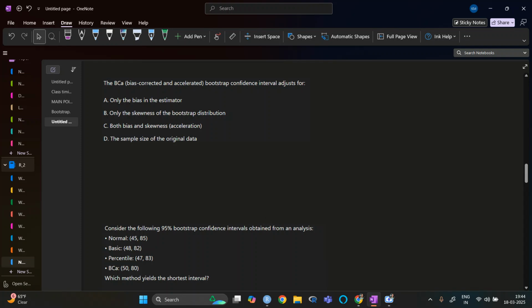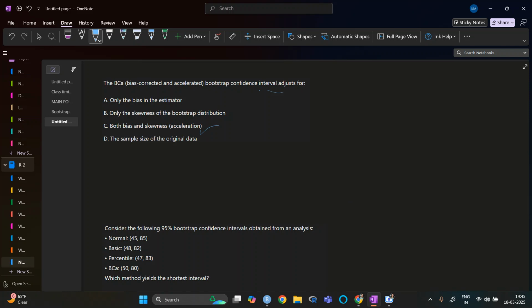Okay. The next one is this interval adjusts for. So that I have not said. I will just say that the bias-corrected and accelerated confidence interval adjusts for both bias and skewness.